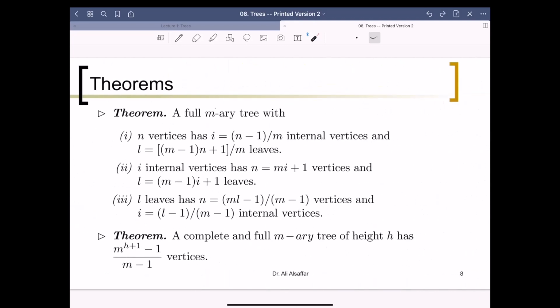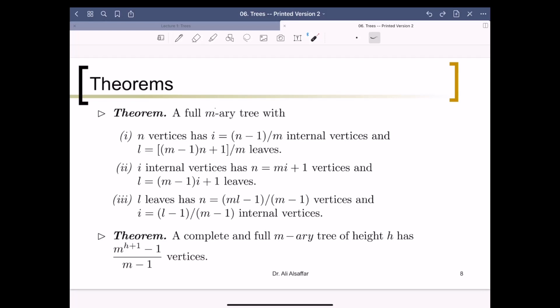For an M-ary tree, we have the parameter m. Now we would like to show you the relationship between m, the number of vertices n, the number of internal vertices, and the number of leaves if the M-ary tree is full. For part 1, if you know m and you know n, then you can find I and L from these equations. Number 2, if you know m and you know I, then you can find n and you can find L using these equations.